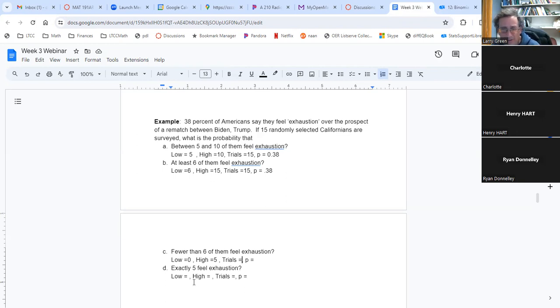I don't want to spend all the time, but I just want to make sure we can do the hard part. How about exactly 5 feel exhaustion? What's the lowest number that's exactly 5? 5. What's the highest number that's exactly 5? Also 5. So that'll be 5 to 5. Again, it's really important to get the wording right, read the wording, and turn it into a low and a high. And that takes practice. So I've done some for you, but you'll get to do more on the exercises.